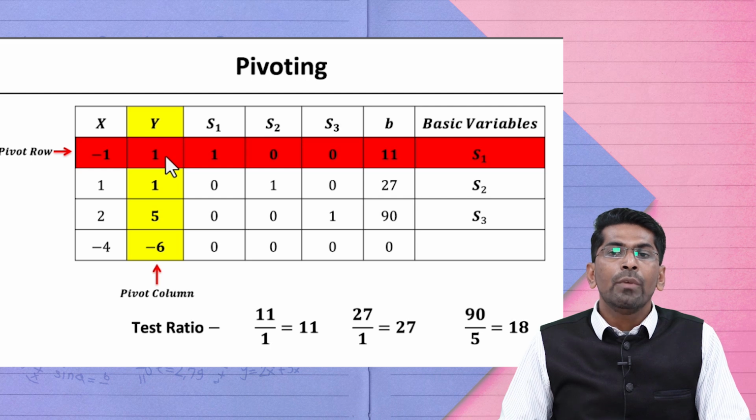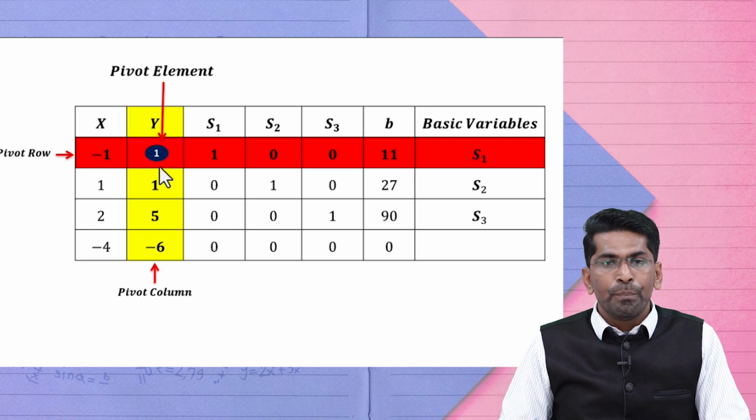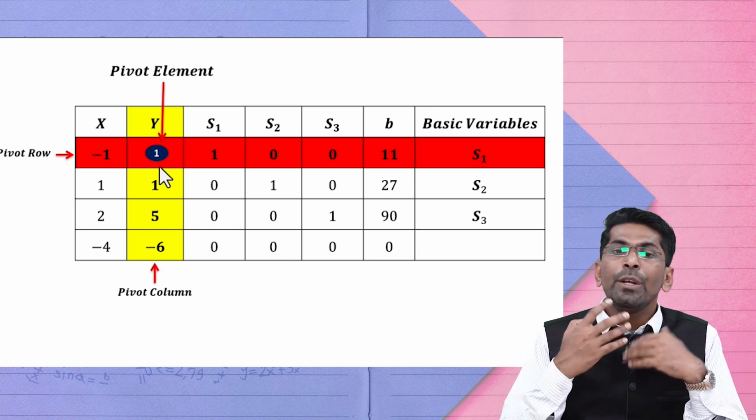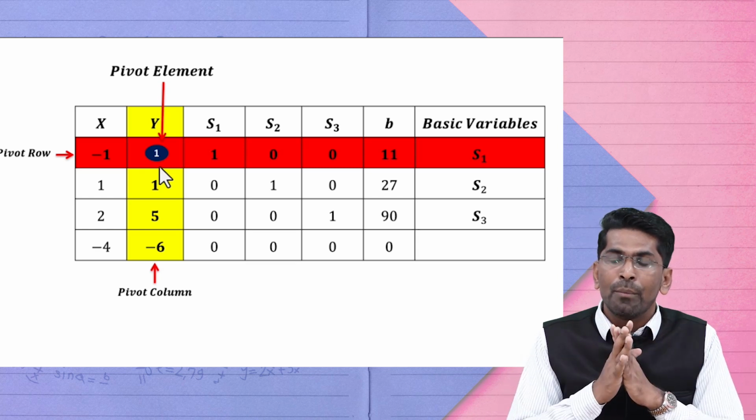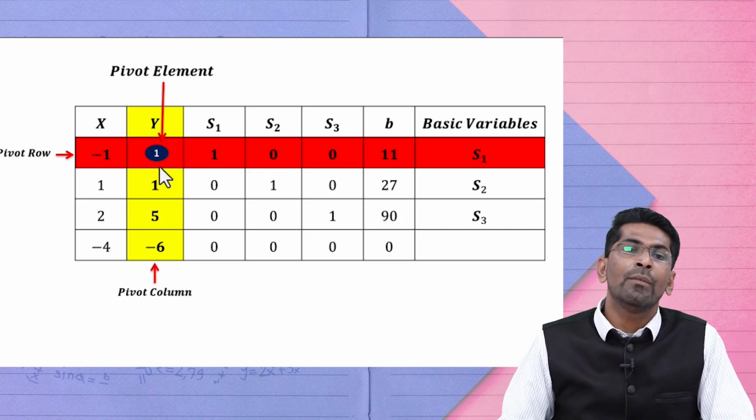After that, we want to find the intersection of the pivot column and the pivot row, which is marked as the pivot element. So here the element 1 is the pivot element. After marking the pivot element, we are going to restructure the entire table, using each element or each value of the given column.